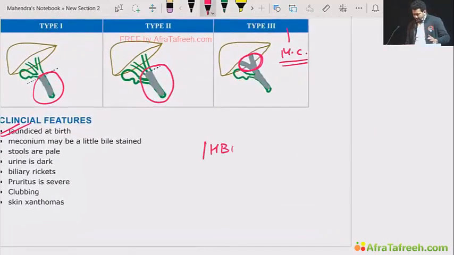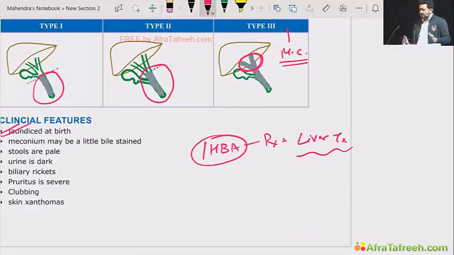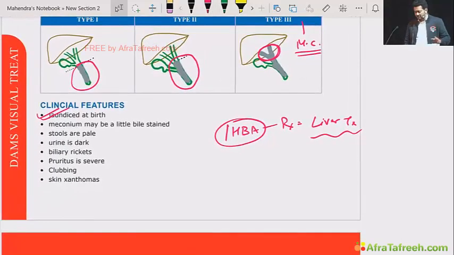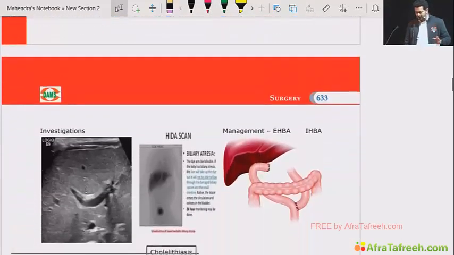For intrahepatic biliary atresia, the only treatment possible is liver transplant. This question has been asked multiple times in the AIIMS exam, NICET: what is the most common reason for liver transplant in the pediatric age group? It is biliary atresia. The most common cause of liver transplant in children is biliary atresia. The most common cause for liver transplant in adults is hepatitis C.